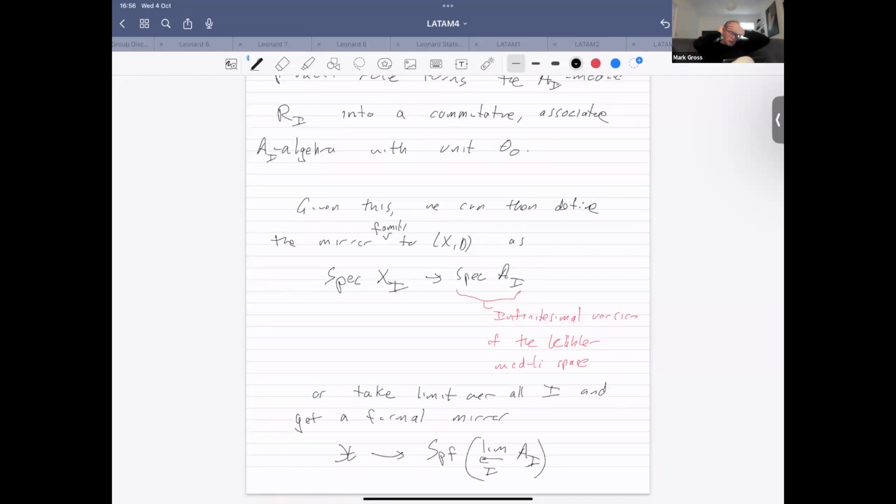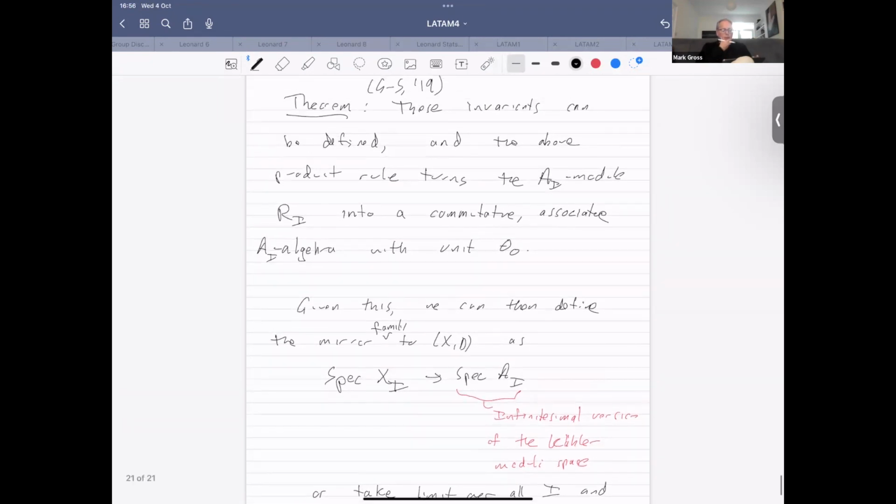Okay, so this is a rather technical point if you're not an algebraic geometer, but this is the best we can do in general to construct a mirror family to the log Calabi-Yau. It will be a formal object. Okay.